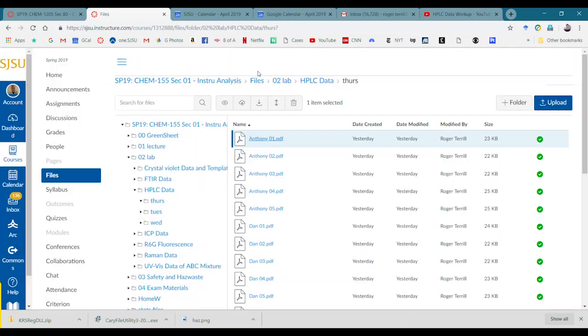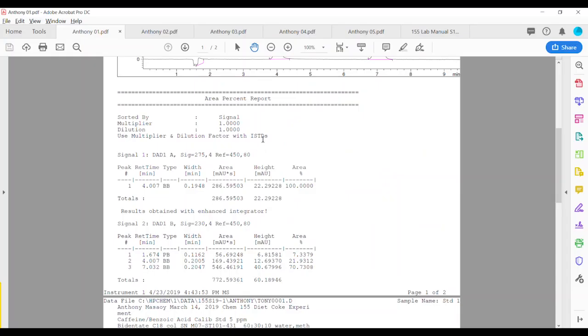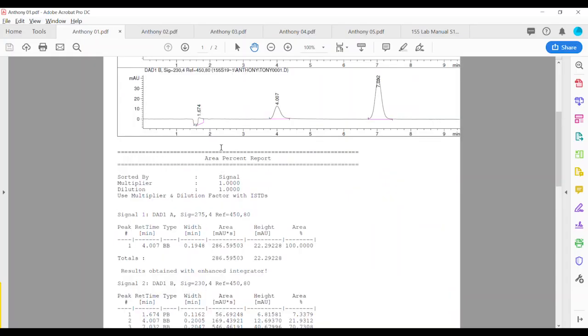And actually, rather than look at it here, you can just download these files to your computer. And then I have them open in Acrobat here. And this is Anthony 1, for example.